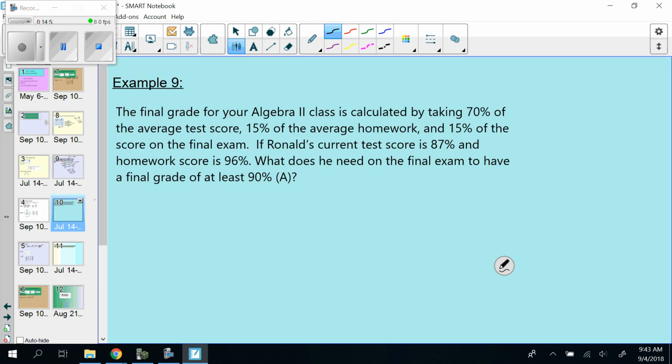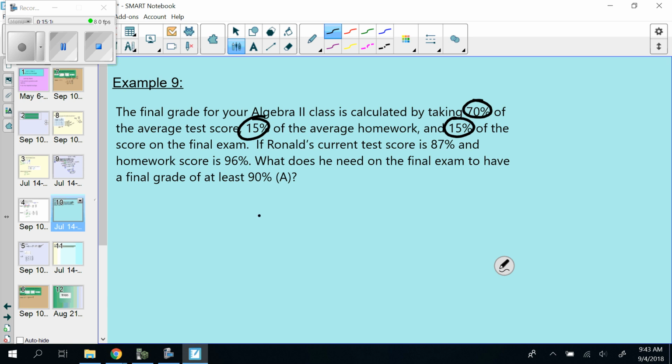The final grade for an Algebra 2 class is 70% of the average test score, 15% of your homework, and 15% of the final. Putting those together here, if Ronald's current test score is 87% and the homework score is 96, what does he need on the final exam?